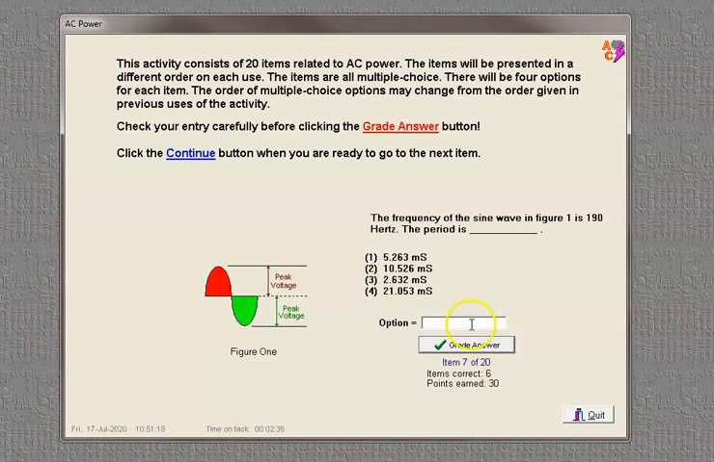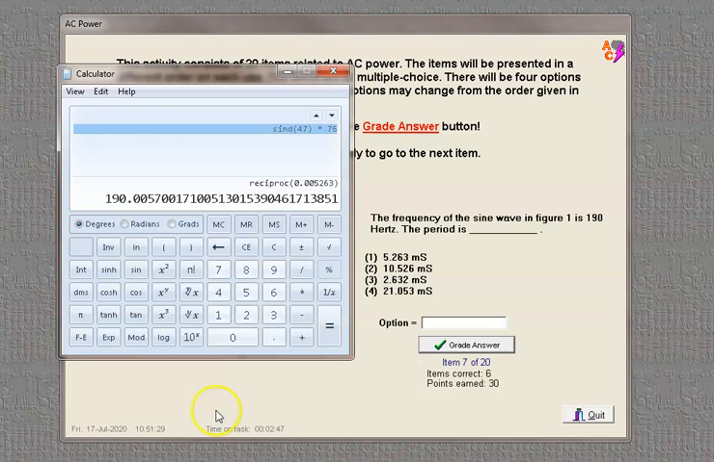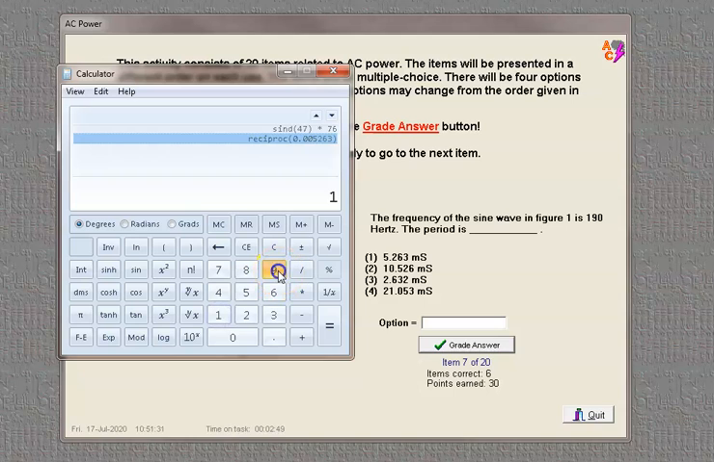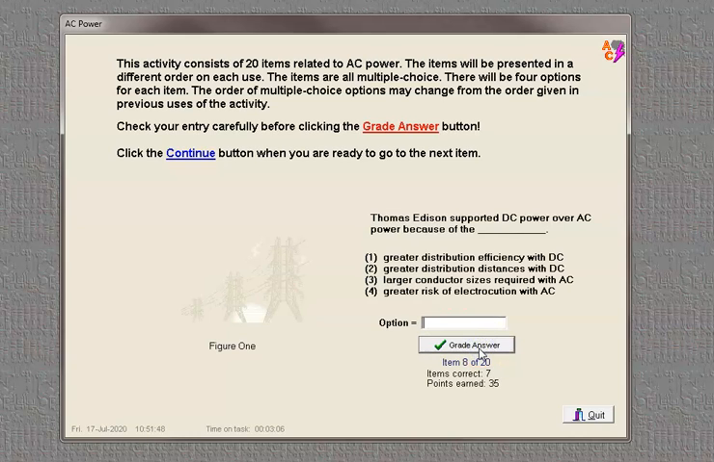Okay, so on to the next. The frequency of the sine wave in figure 1 is 190 hertz. We want the period. The relationship there is reciprocal, so we'll bring up our calculator and put in 190 hertz and press the 1 over x button, and we get 5.263, strangely familiar from a previous question, 5.263 milliseconds, which is option number 1. Continue.